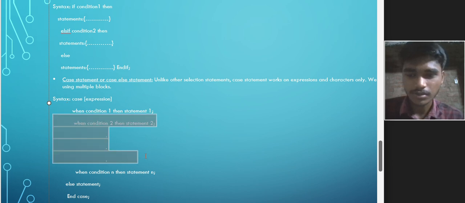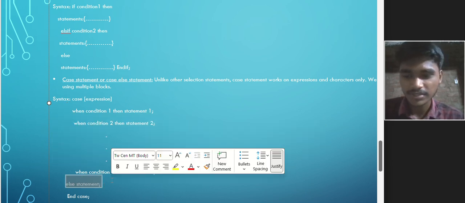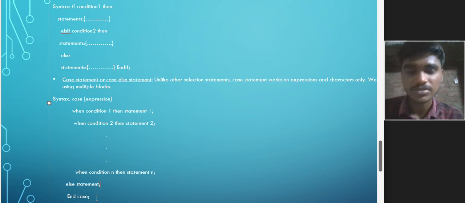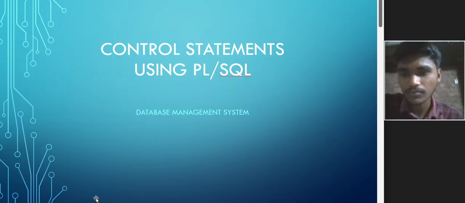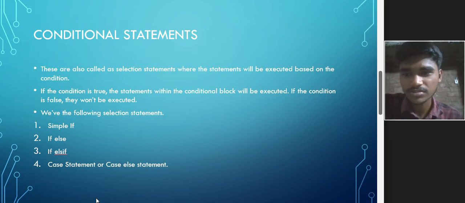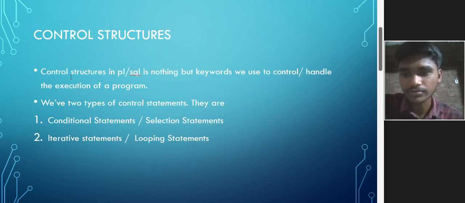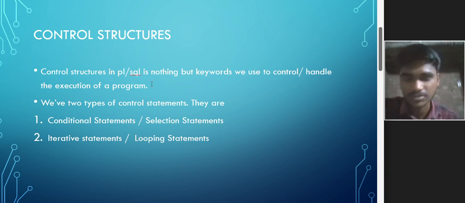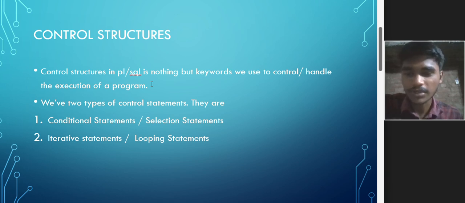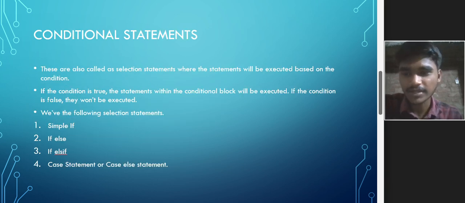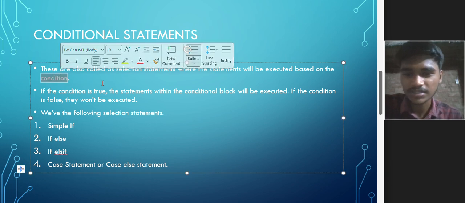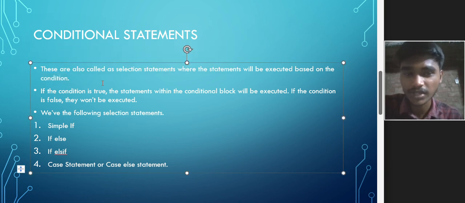Based on the expression we give as input, the respective block will be selected, the conditions are checked, and the statements are executed. If the expression entered does not belong to any of the cases, we execute the else statement. These are all cases and this is our else statement, and then we end the case. So this is what happens with the case else statement.